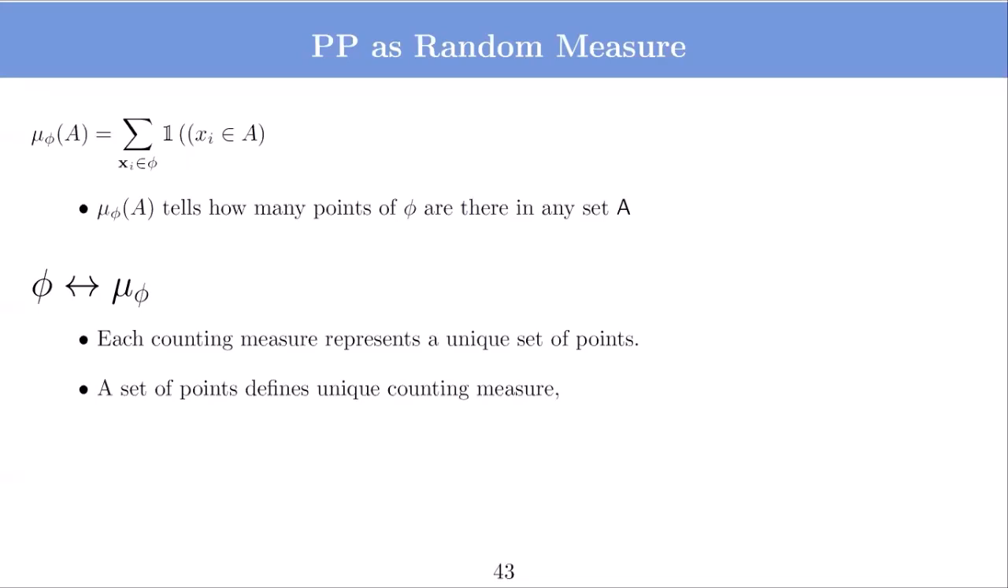One thing I have only shown is that if I tell you phi, you can define mu phi uniquely, right? If I know every point, then I can tell for any set A how many points are there. So mu phi is uniquely defined for every Borel set A if I know phi. It's a unique representation. So each counting measure uniquely represents a unique set of points, and a set of points defines this unique counting measure.